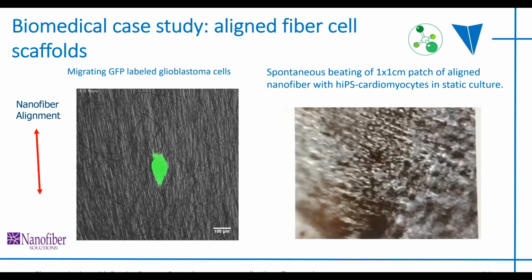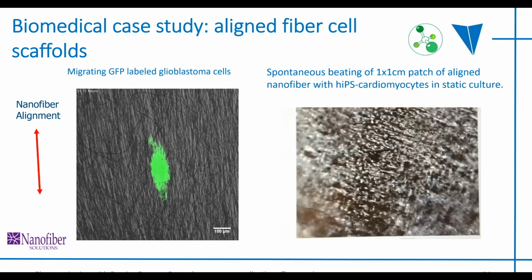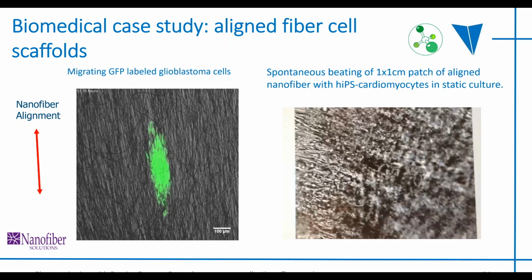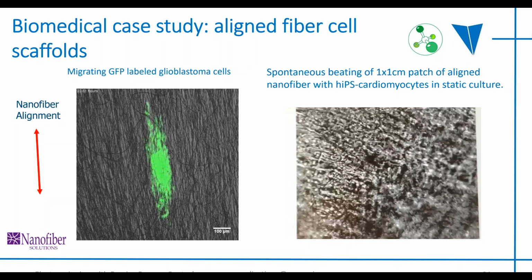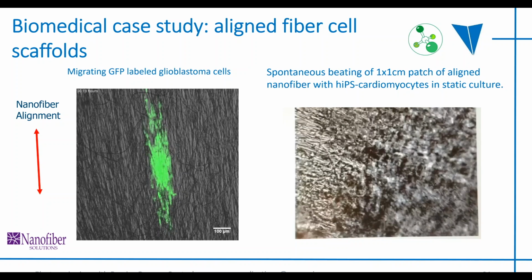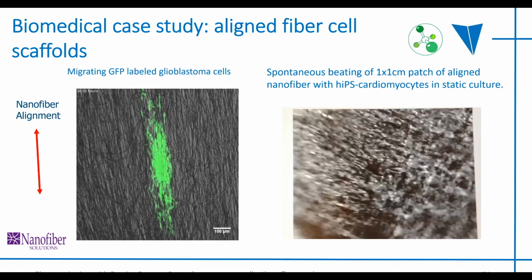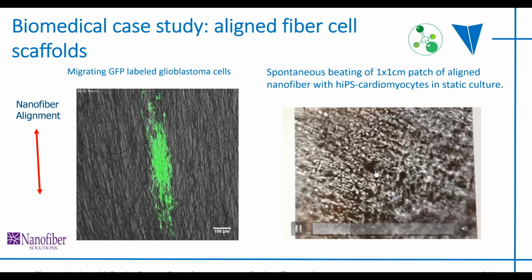So on the right hand side, we can see a bit of movement here. This is heart cells which have been grown onto aligned nanofibers. Aligned nanofibers you produce by collecting onto a fast rotating collector. And because heart cells are used to growing on aligned collagen fibers in the body, it means that they're behaving more naturally. These are cells which are grown in the lab onto aligned nanofiber scaffold material, and they're spontaneously beating without any stimulus because they're behaving as they would in the body.